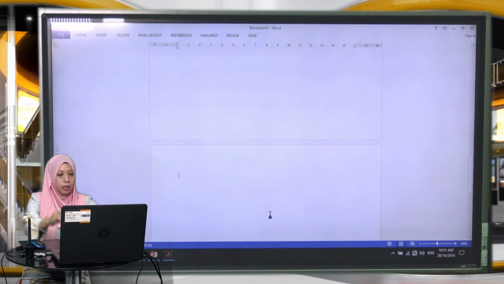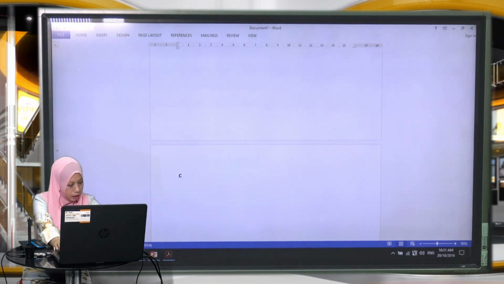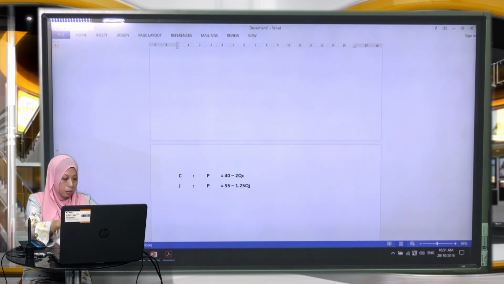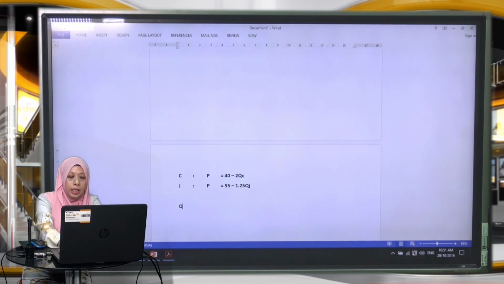Just now, you are given the Ceria demand function as P equals 40 minus 2 QC. And the Jaya orphanage demand function is P equals 55 minus 1.25 QJ. As I said, our main aim is to derive the market demand equation. By definition, the market demand equation is the summation of the individual demand functions. So that would be QC plus QJ.